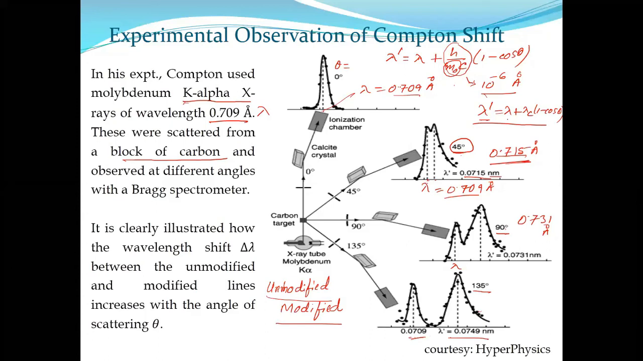So theoretically, in both cases, wavelength changes, but when an electron interacts, the change is measurable. Whereas when the atom interacts with the photon, the change is so small that we cannot measure it. And that's why we are getting the unmodified wavelength, unmodified lines.